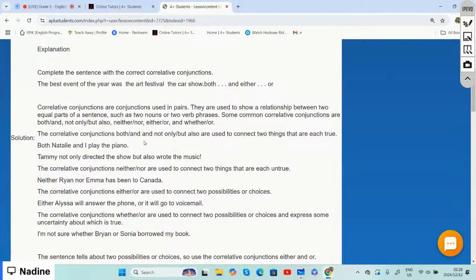It is conjunctions that are used in pairs. Remember pairs, it's like we're saying it's either this or that, right? And they're used to show a relationship between equal parts of a sentence, such as maybe your nouns or your two verb phrases, right? And we said we have both and, not only but also, neither nor, either or, whether or.